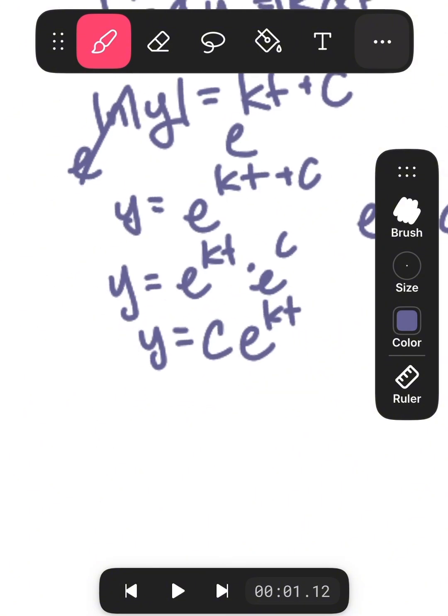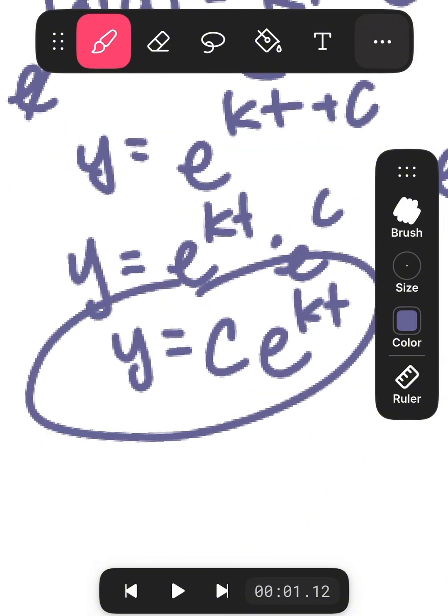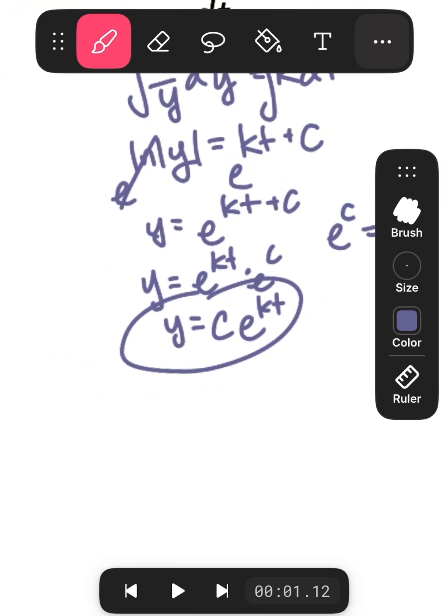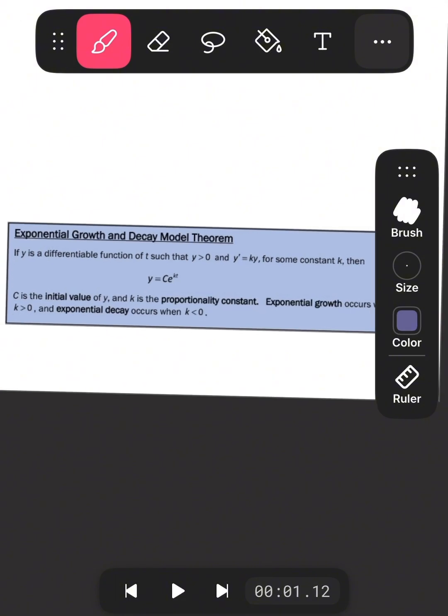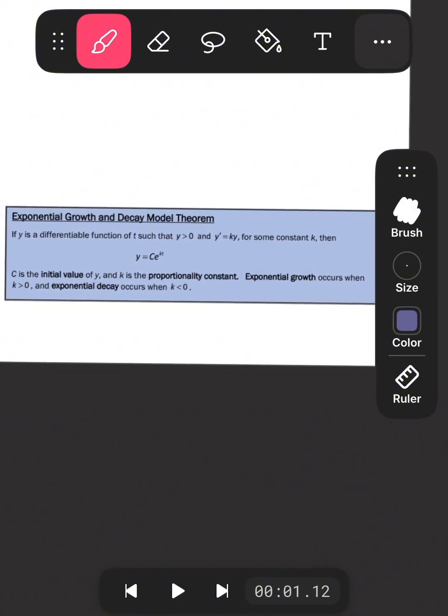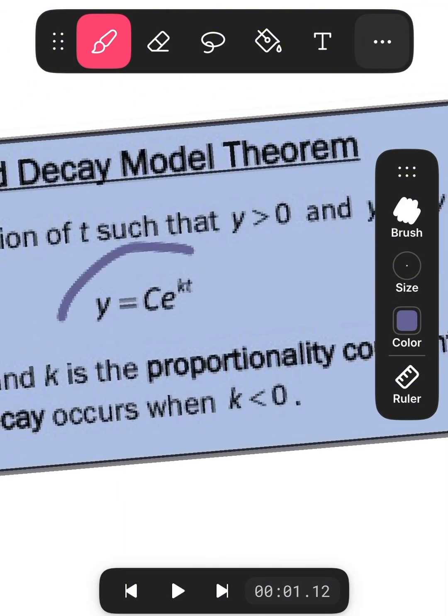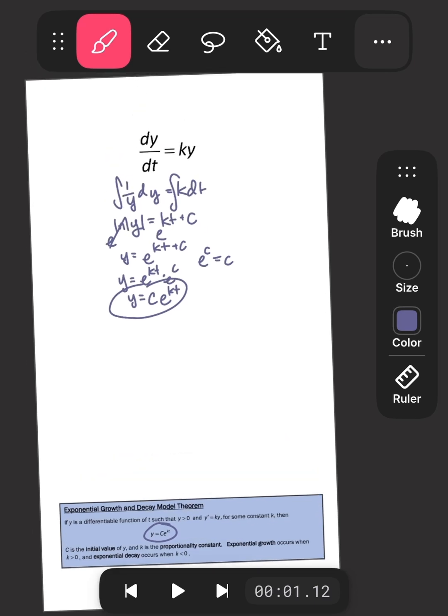That is a function that you are going to be seeing a lot. This is a general solution that is never going to go away, ever. Here it is: the exponential growth and decay model theorem, as they call it. Now let's go about putting it into some practical use.